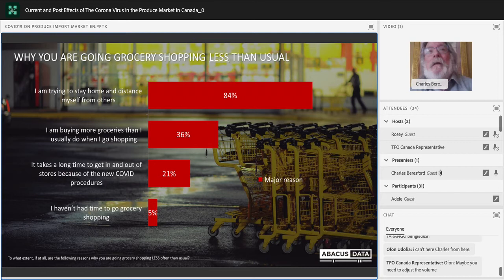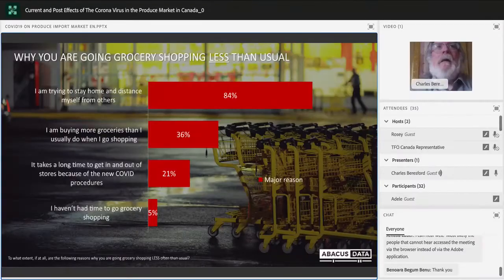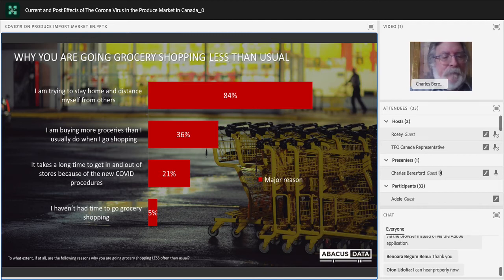So I am buying more groceries than I usually do when I go shopping: 36%. People are shopping more so they don't have to keep going back to an environment that could be contagious, number one. Even though there are very good protocols in place at Fortino's, for example, and many other supermarkets in Toronto, they still have to wait in line to get in and wait in line to pay. So it's complicated. It takes a long time to get in and out of the stores. Then 21%, I haven't had time to go grocery shopping, 5%. Well, that's a good one too.